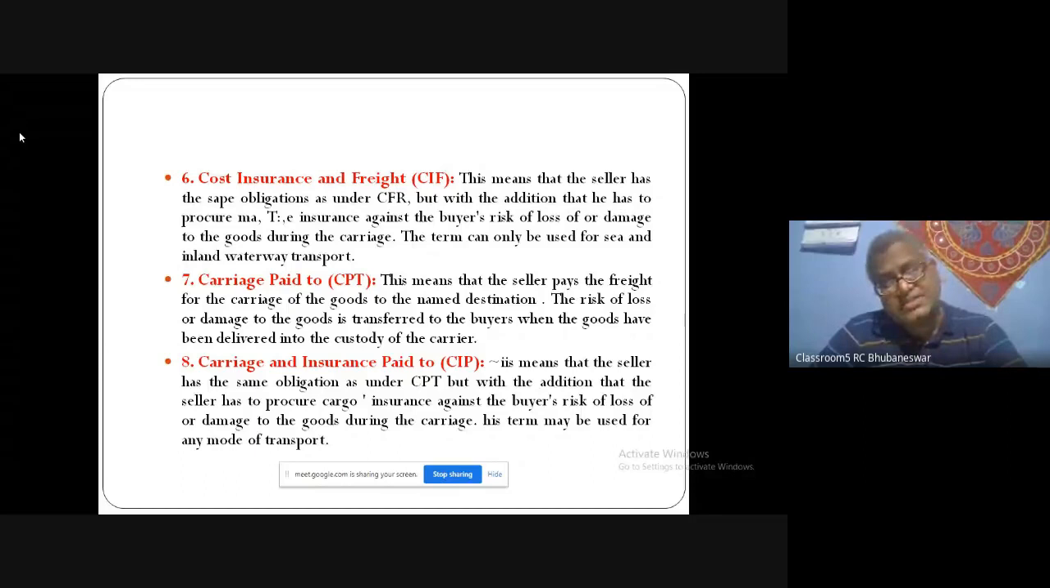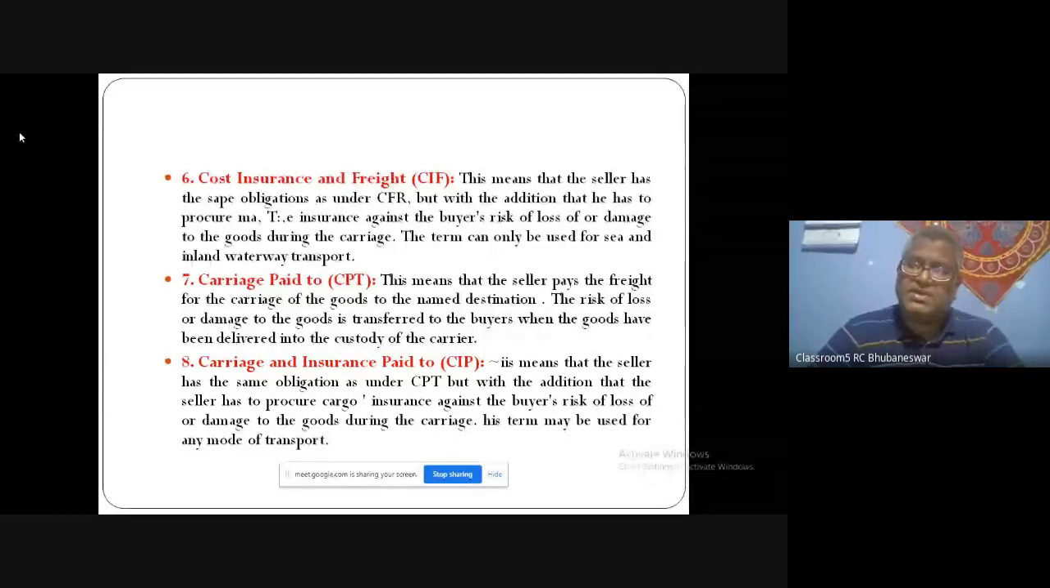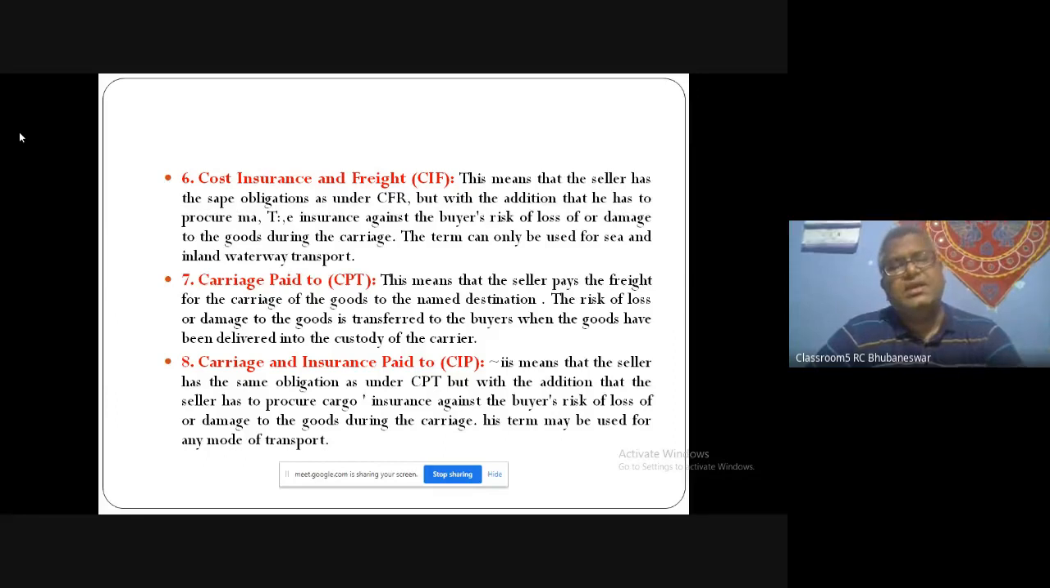Here insurance is there, carriage is there, similar in nature. It means the seller has an obligation, and CPT also arises at the time of cargo being sent from one place to another, through any mode of transportation. FOB and CIF are the two important terminologies, and some other terminologies are to be added in addition.